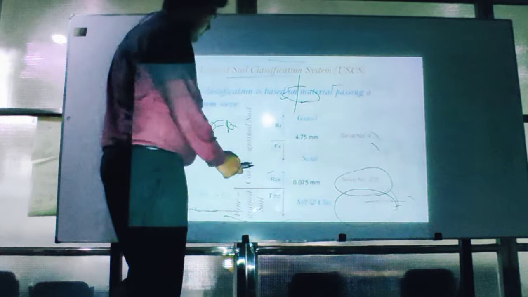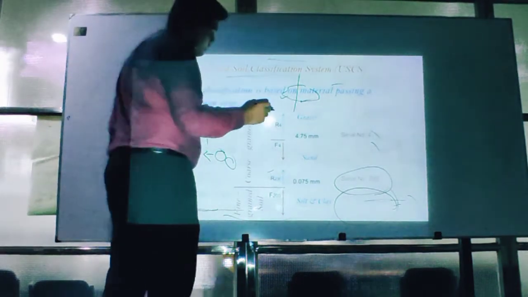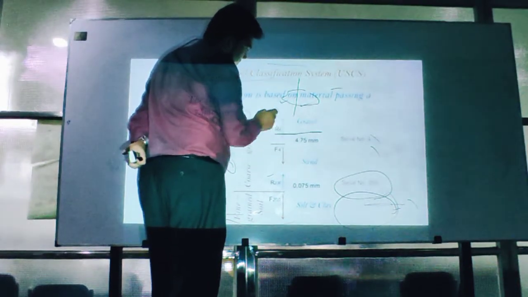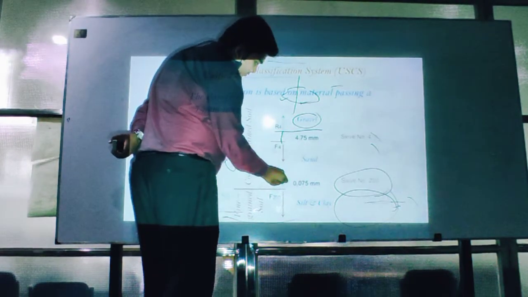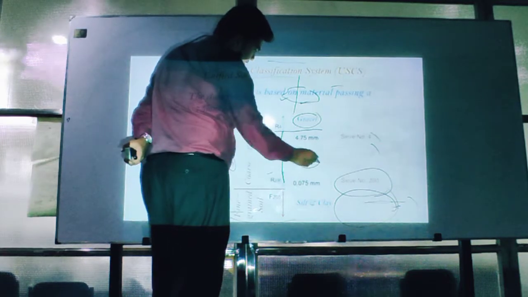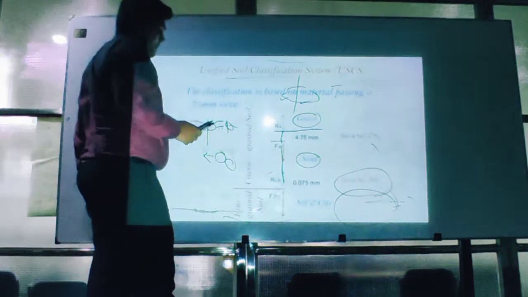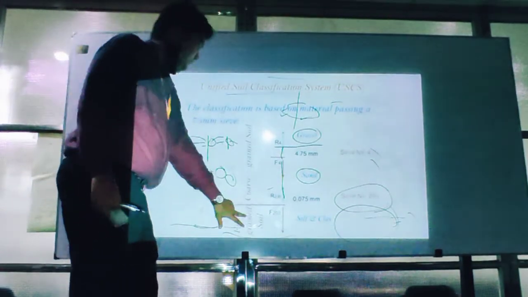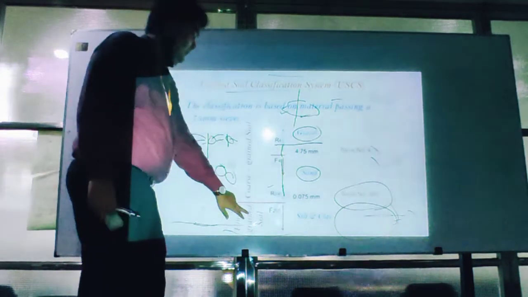Then we get to some mathematical terms. First of all, we need to do sieve analysis. In sieve analysis, the portion above 4.75 millimeters is called the gravel portion. Then the portion from 4.75 to 0.075 is called sand, and the portion below 0.075 millimeter is called silt and clay. The main thing is coarse-grained soil and fine-grained soil. Gravel and sand particles together make coarse-grained soil, and silt and clay particles are fine-grained soil.